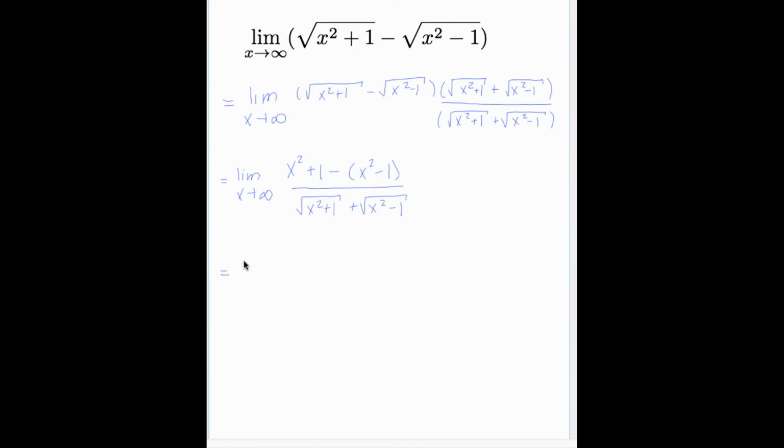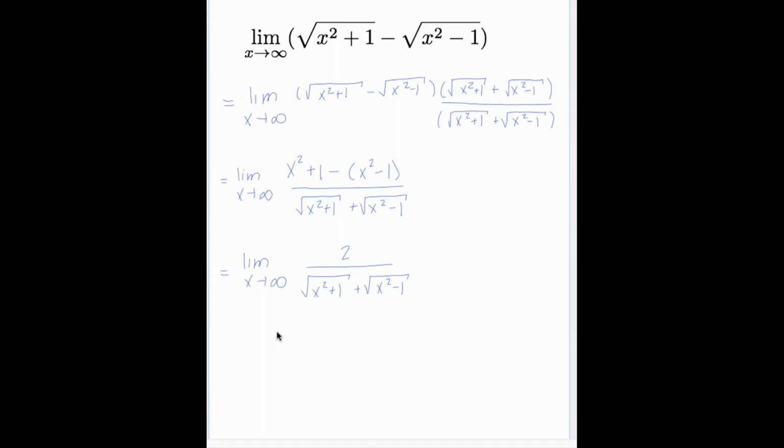So now we get the limit as x goes to infinity. And so now we have x squared minus x squared, so those go away, and then 1 minus negative 1, so we get 2 over root x squared plus 1 plus root x squared minus 1.